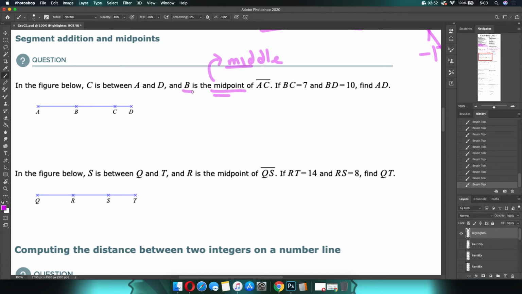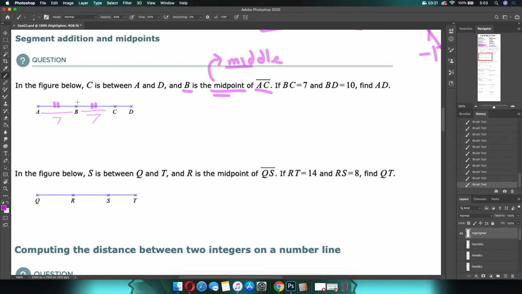So if we're told that B is the midpoint of AC, what I'm going to do is put little tick marks on my diagram, since again I am labeling everything so that I remember that those are the same measure. And then what am I told? BC is 7. Okay, from here to here is 7. Well, since this is congruent, that means it is the same measure, which means this is 7.